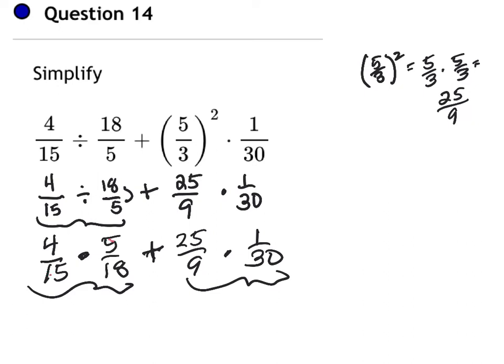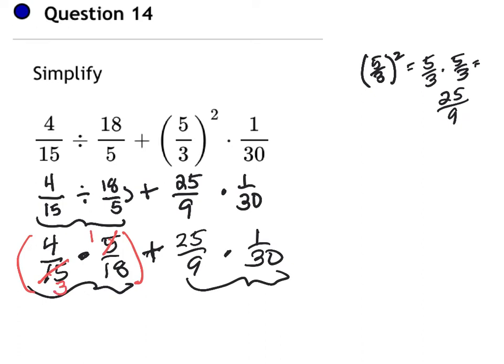15 and 5 can cancel. Now, I can't cancel over here. This right here is a separate problem. So I can't cancel this 18 with anything over here. So 5 will go into 5 once. 5 goes into 15 3 times.